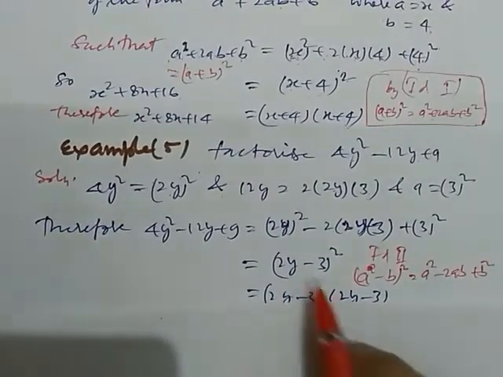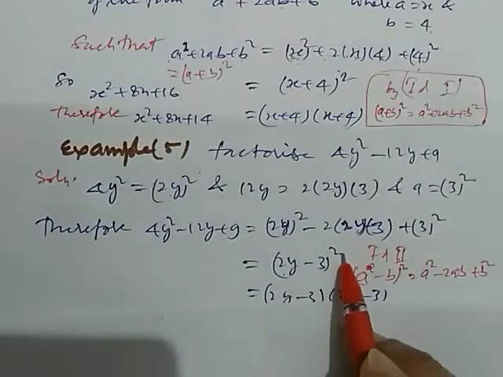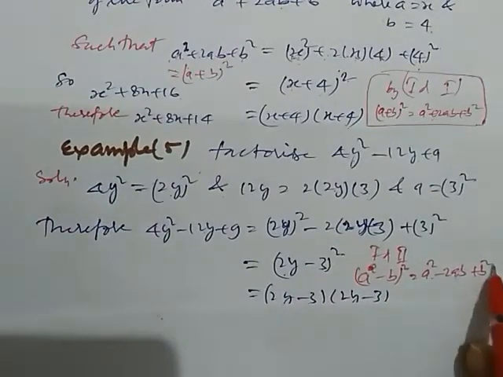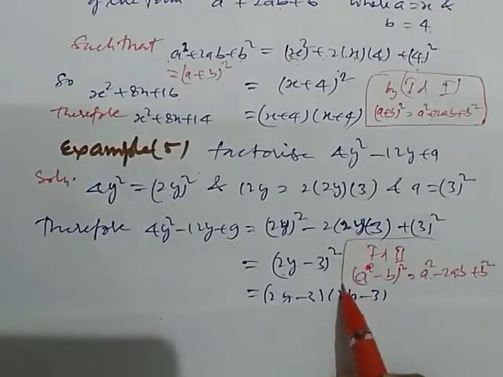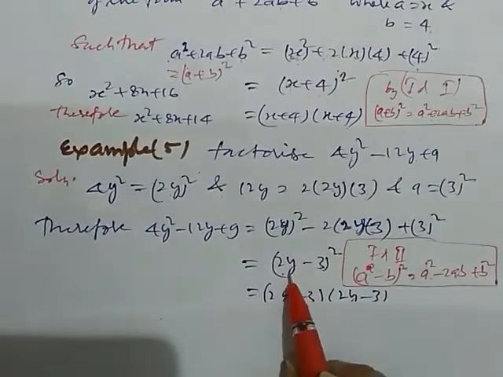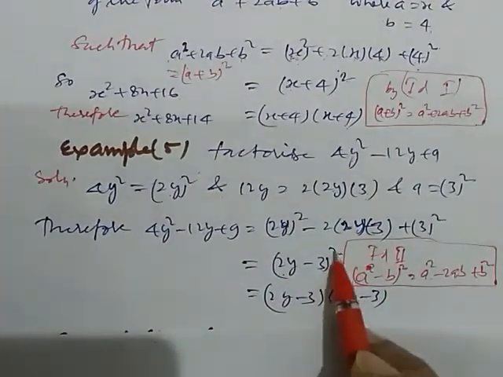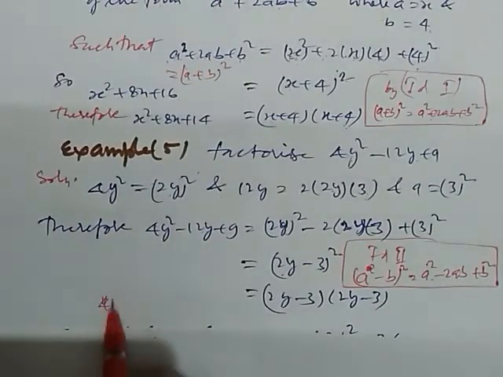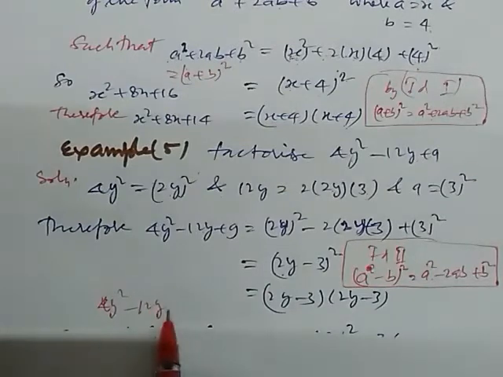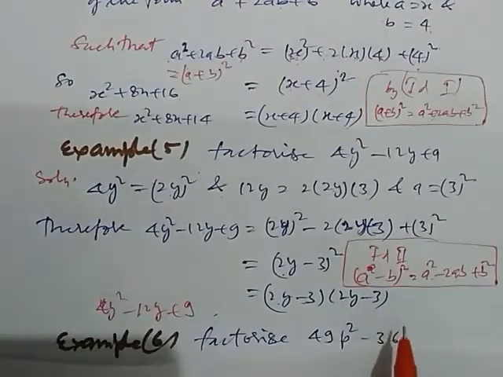So with the help of this we can make this. This can be written as 2y minus 3 whole square, because a square minus 2ab plus b square can be written as a minus b whole square. So by using this identity we write down this. Now 2y minus 3 we write 2 times because here is the square. So what is the factor of this? 4y square minus 12y plus 9 equals 2y minus 3 into 2y minus 3.